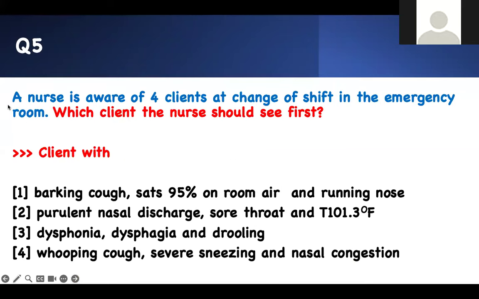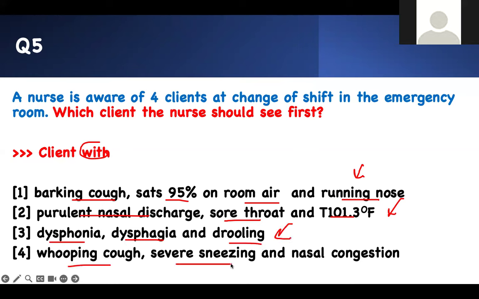Number 5. A nurse is aware of 4 clients at change of shift in the emergency room. Which client should the nurse see first? Client with what? You have barking cough, saturation 95, runny nose. What do you think this is? Purulent nasal discharge, sore throat, and that. What do you think this is? I have dysphonia, dysphagia, and drooling. What do you think this is?